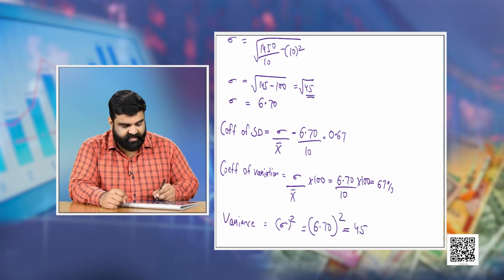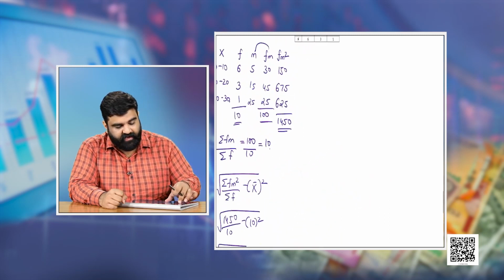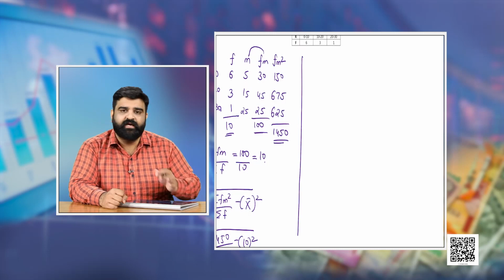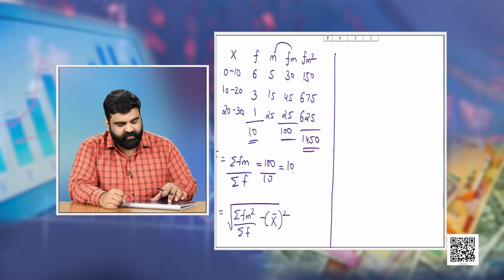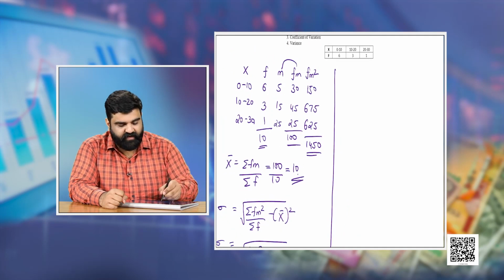So, we have the answer as 45, which is the variance to this question. Now, let us do this question according to the actual mean method. As I have already obtained the actual mean, which is 10, I will be using this value.